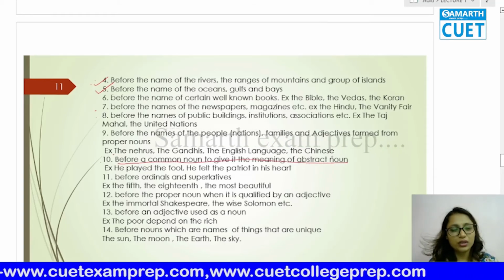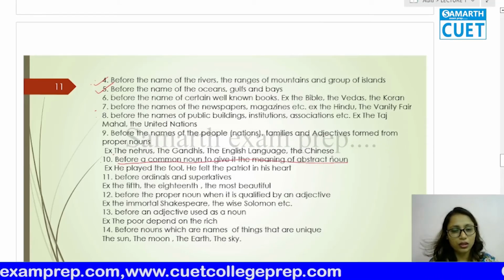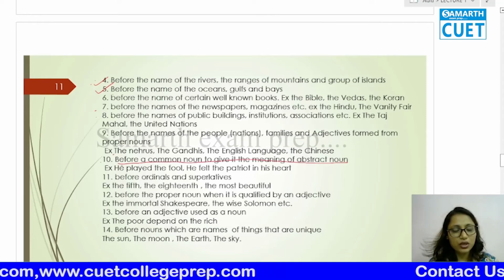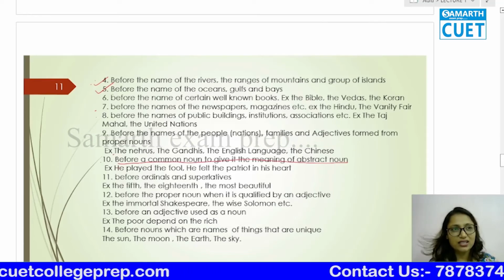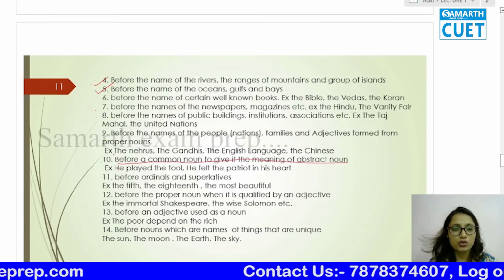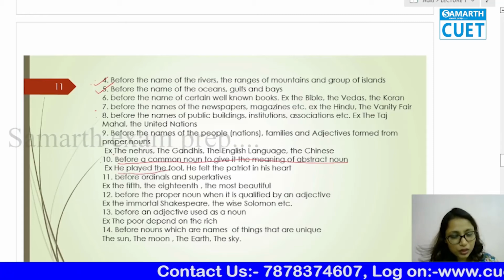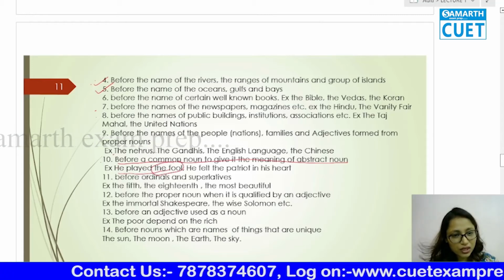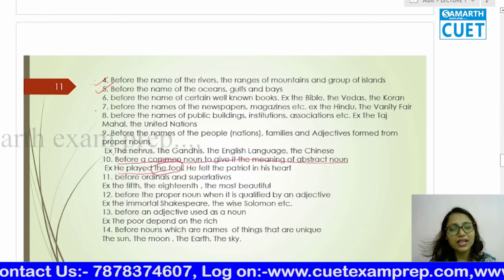Common noun, like I told you, lion, fool. Fool is a common noun, because somebody is a fool. Fool means there are so many fools. He played the fool means the fool. Abstract nouns means we are giving the feeling.